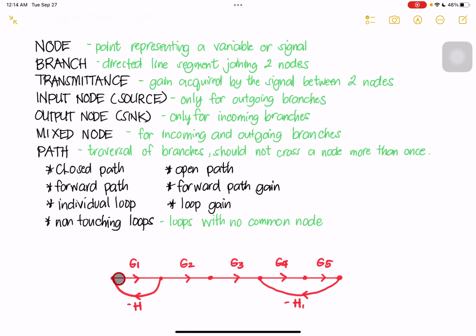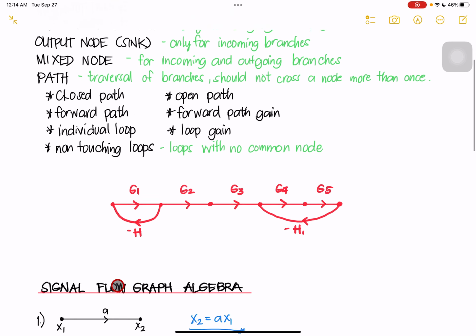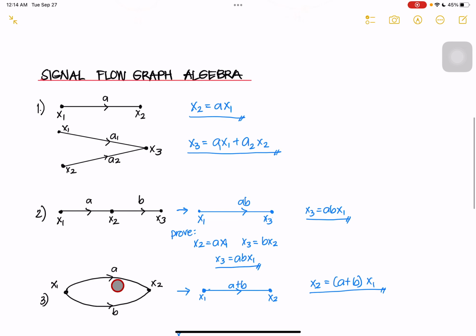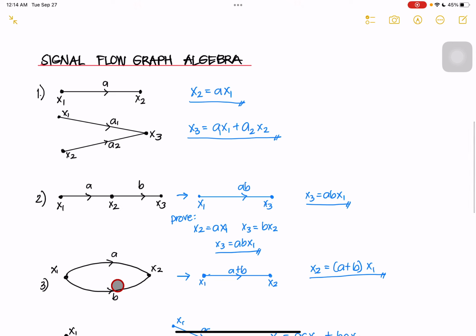Forward path gain. Forward path gain is the gain of the forward path. So, itong path na to, G1 to G5, ang forward path gain niya is G1, G2, G3, G4, G5. Ang loop gain naman is, for example, ito. Gain nitong loop na ito. Okay, so this is the signal flow graphs. So, meron din tayong algebra or rules for signal flow graphs, just like in block diagram.